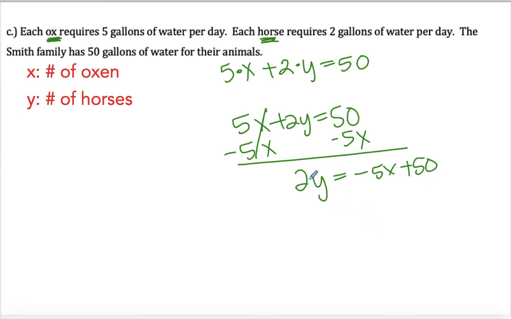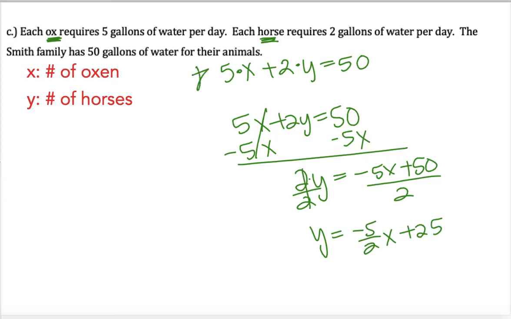And now to get the 2 to the other side, 2 times y, the opposite is to divide. So we're going to divide everything on this right side by 2. And so I'm going to go ahead and write these as separate fractions. So negative 5 divided by 2, I'm going to leave that as a fraction, negative 5 halves x. And 50 divided by 2 does work out evenly to 25. And so now, again, we started with standard form. We solved for y to get slope-intercept.